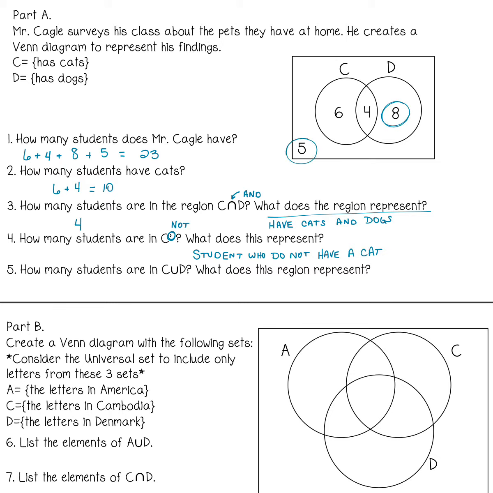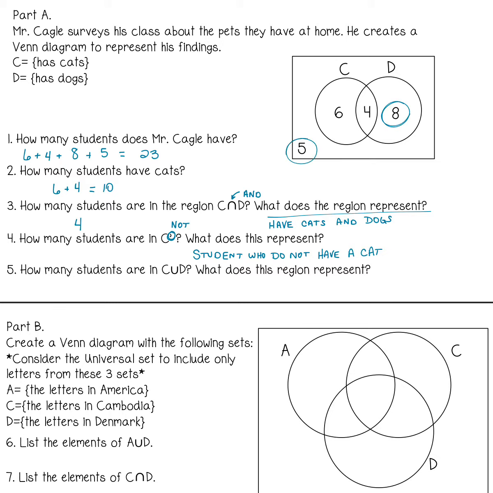Okay, our final example is a three-way Venn diagram. So we're going to create a Venn diagram with the following sets. And we're going to say the universal set only includes letters that are in these three sets. So A is the letters that are in America, the actual letters. So the letter A, M, E, R, I, C, A.